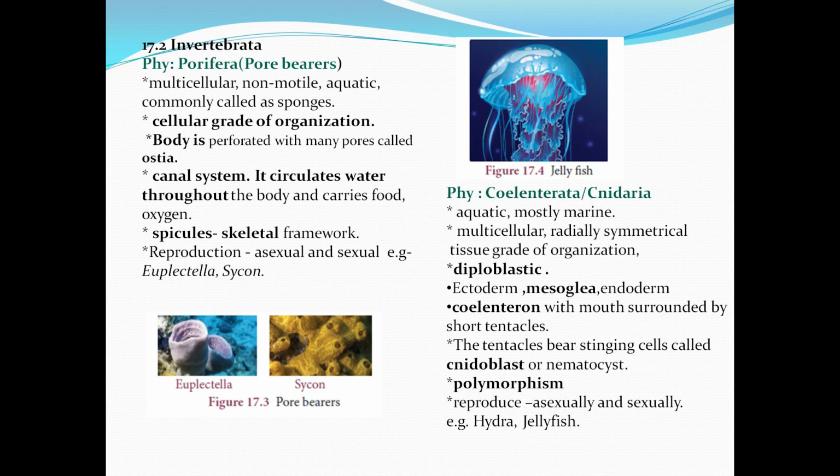And they show polymorphism, which is the variation in the structure and the function of the individuals of the same species. Two types of polymorphism are seen, called polyps and medusa. Some are free swimming and some have a sedentary life. That's why we call this polymorphism. They reproduce both by sexual and asexual methods. Examples for this are hydra and jellyfish.